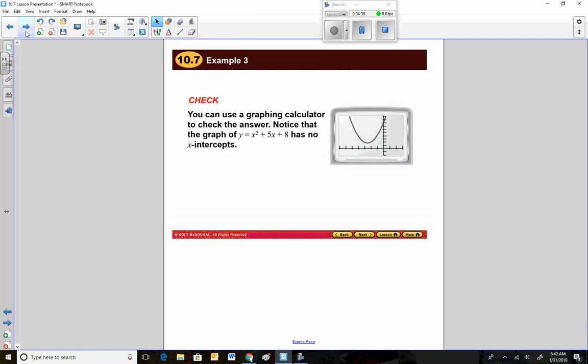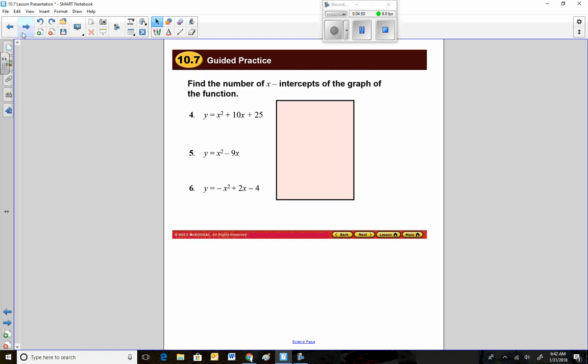All right. This is what this actual equation would look like on a graphing calculator. Notice how it doesn't cross the x-axis at all. All right. Practice time. Find the number of x-intercepts of the graph for the function. Pause your video.